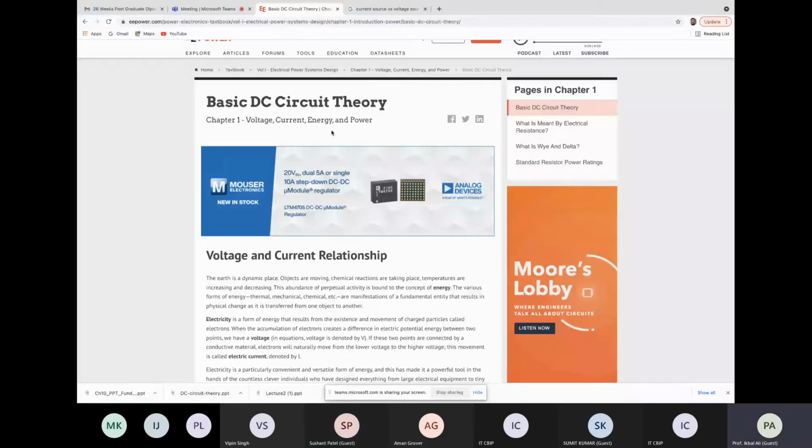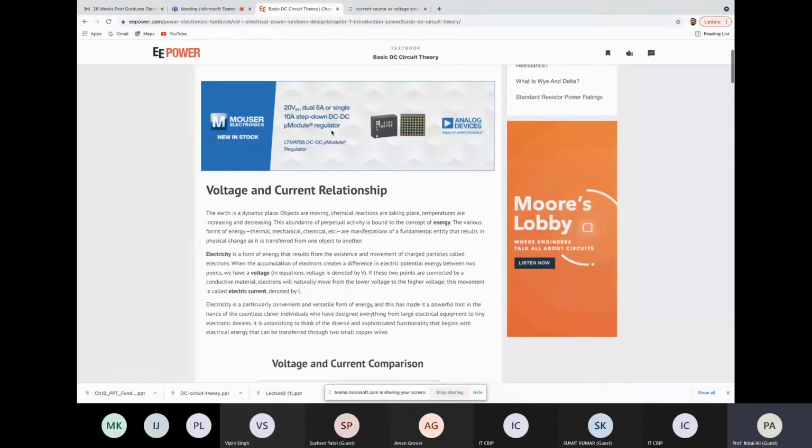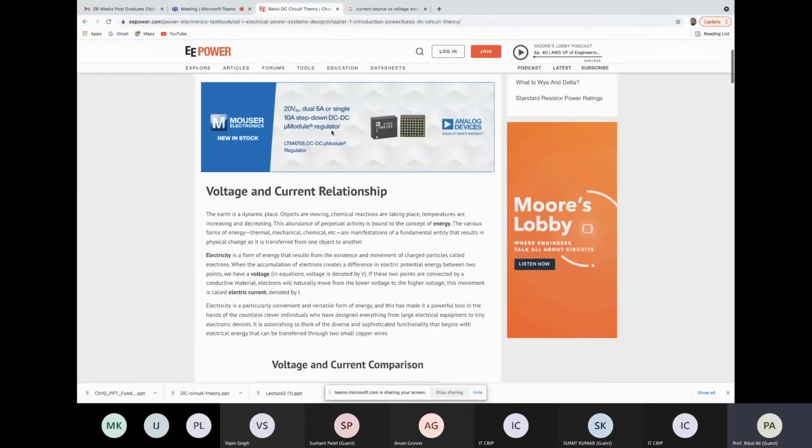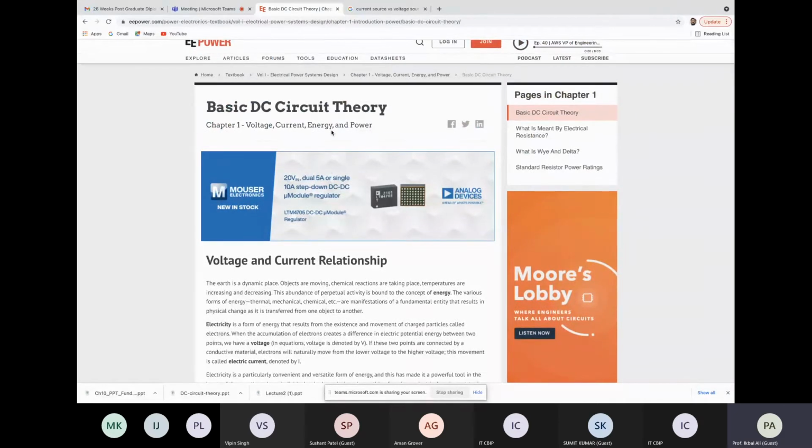So the first topic is about DC circuits. We will be trying to cover many things about DC circuit. What is DC, and what is its counterpart like AC? DC circuit simply means those circuits in which the source of the supply is direct current. Direct current simply means that it must provide a constant voltage or a constant current.